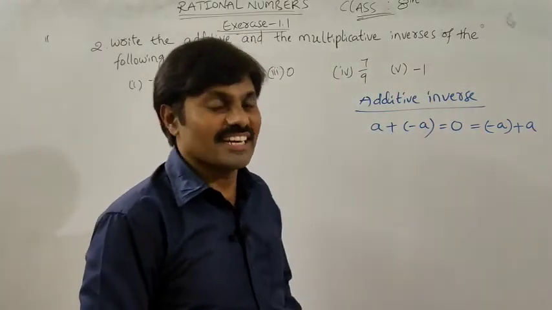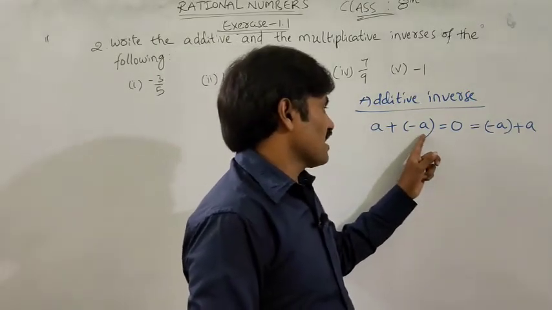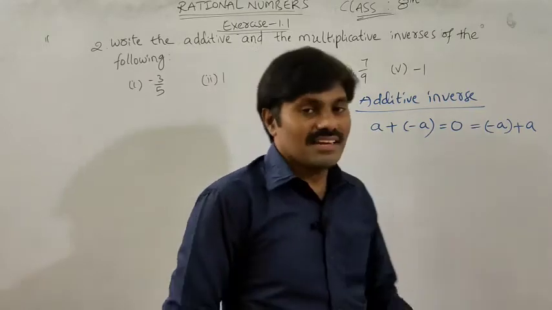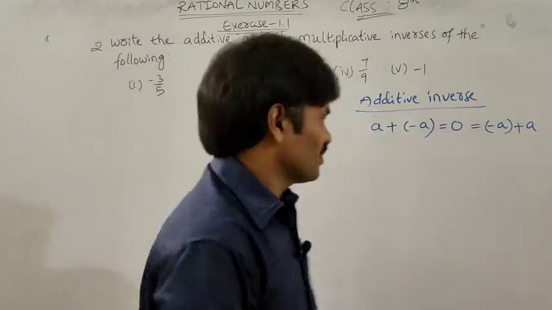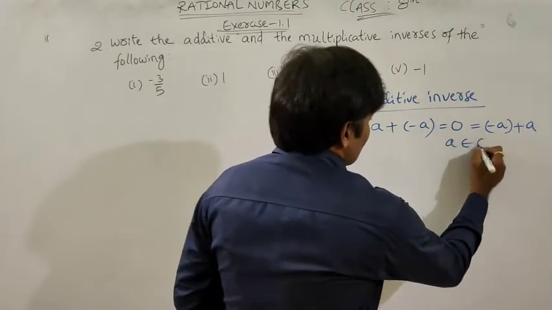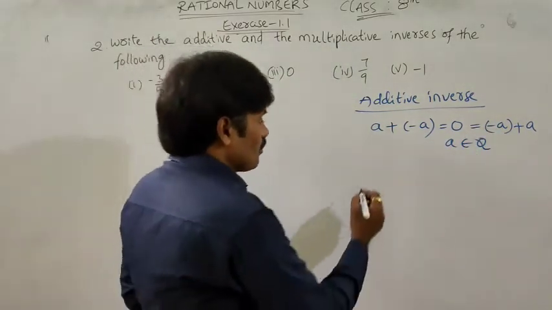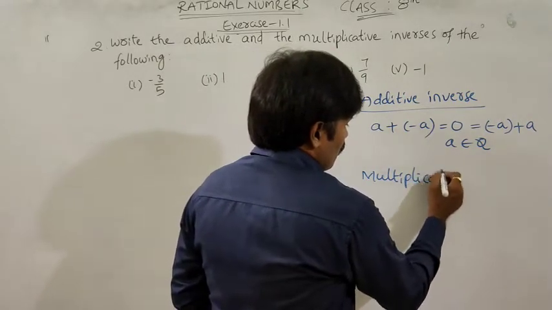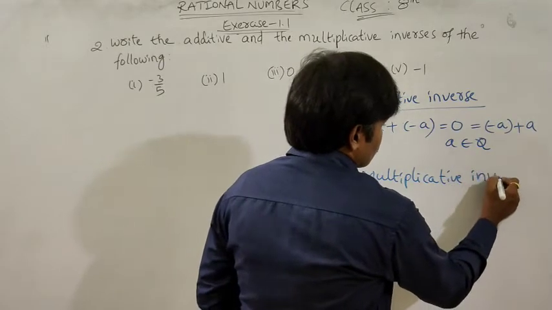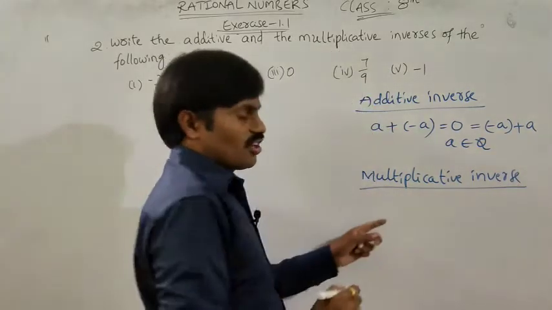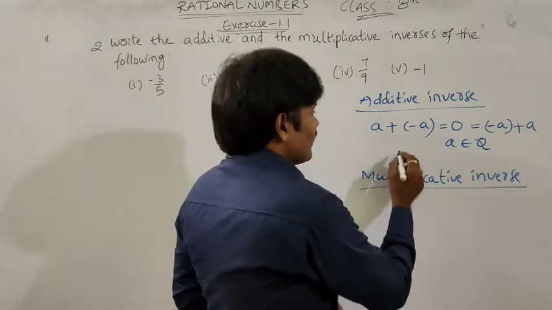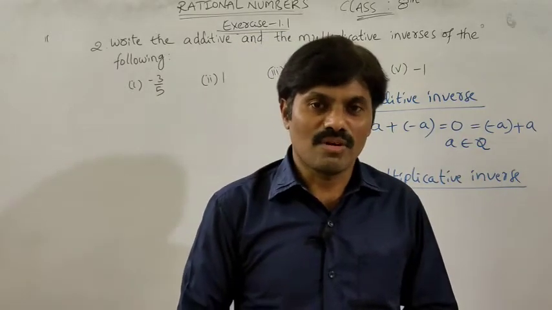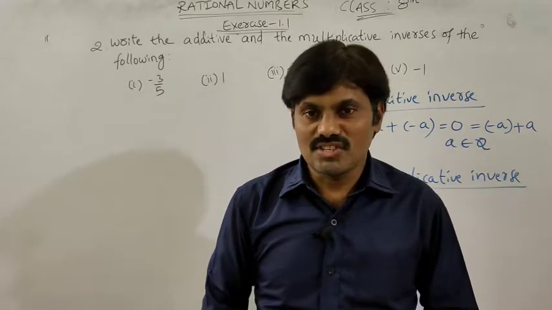This property is called additive inverse. Here minus a is called the additive inverse of a. So a and minus a are additive inverses of each other. Clear? Here what is a? a is any rational number. Okay, then what about multiplicative inverse? Before going to multiplicative inverse, what is the additive inverse of 0? 0 itself, because 0 is neither negative nor positive.